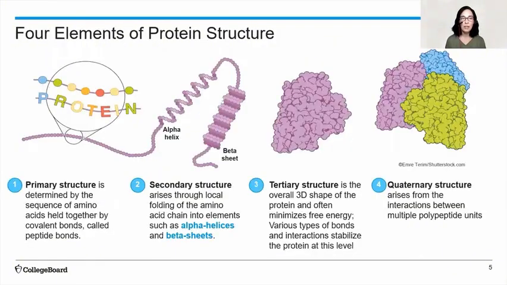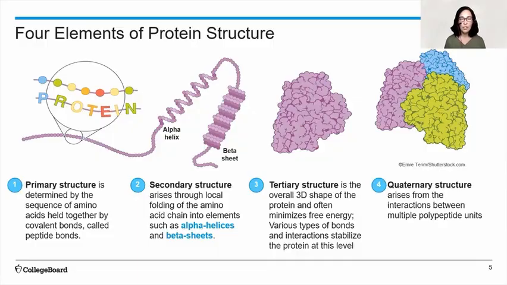And there are four elements of protein structure, starting with this primary level, which is determined by the sequence of amino acids held together by covalent bonds. The proteins are not yet functional at this level, and additional folding is needed. So next we have a secondary level of structure that arises through local folding of amino acid chains into elements such as your alpha helix and your beta sheet. And I'll model this for you in the next slide. But the protein still needs to have additional folding occur before it's functional.